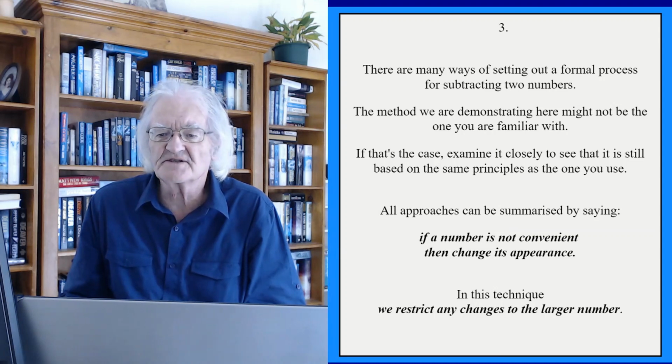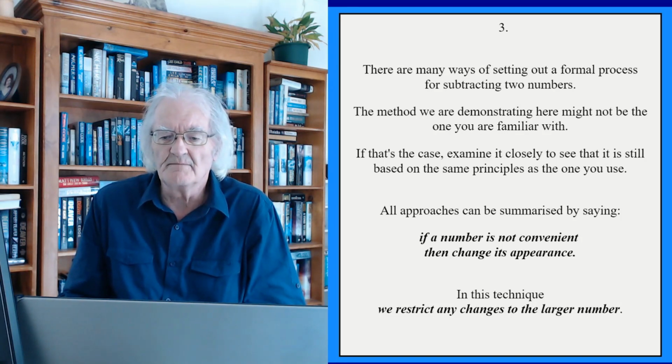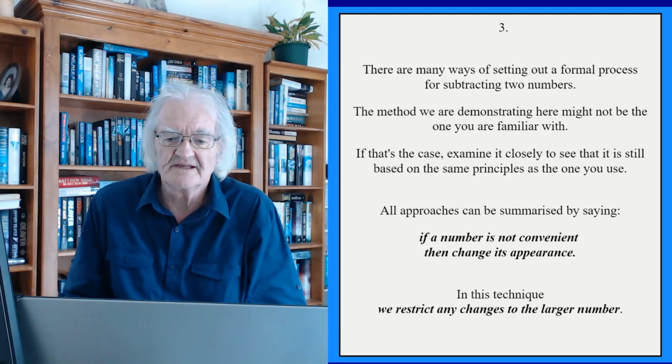There are many ways of setting out a formal process for subtracting two numbers. The method we are demonstrating here might not be the one you are familiar with. If that's the case, examine it closely to see that it's still based on the same principles as the one you use. All approaches can be summarised by saying, if a number is not convenient, then change its appearance. In this technique, we restrict any changes to the larger number.